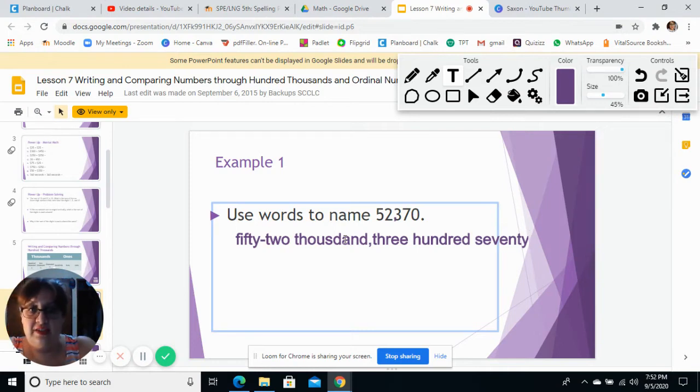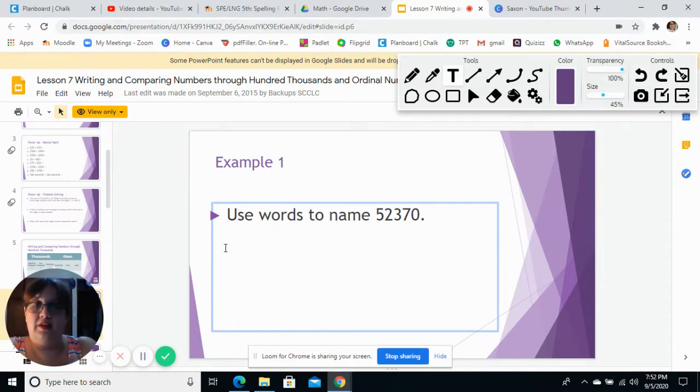Oops, there's an extra D in there. No wonder it looks funny. There we go. Let's just erase it and try one more time.